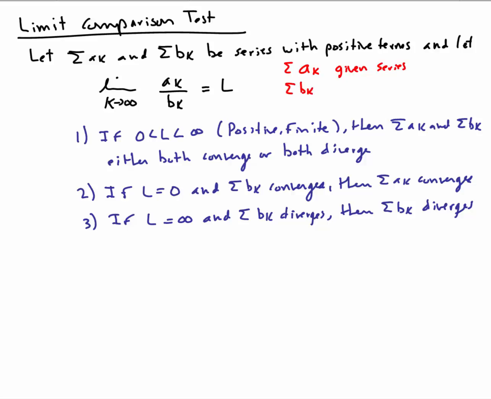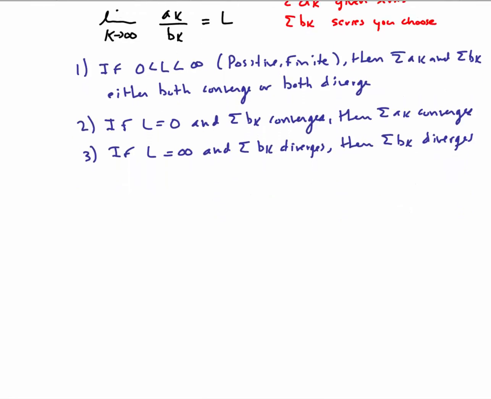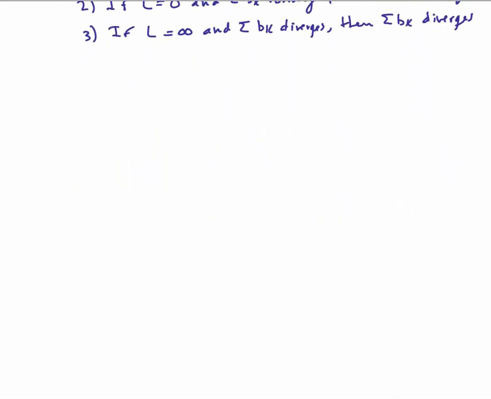B sub k is the series you choose to compare. So whatever you choose for b sub k, just remember you have to be able to figure out whether it converges or diverges. Okay, so let's go ahead and have a look.